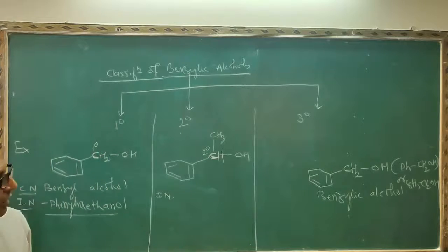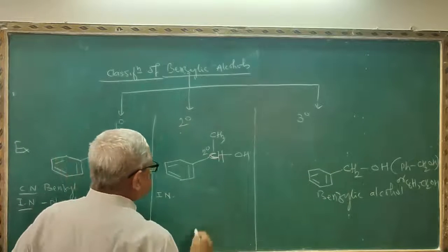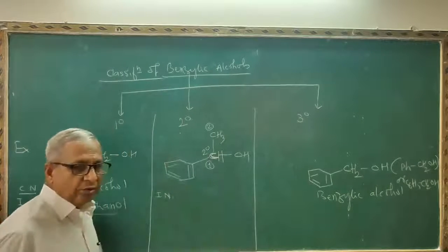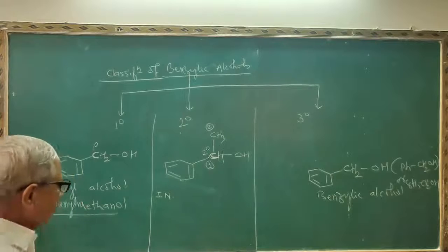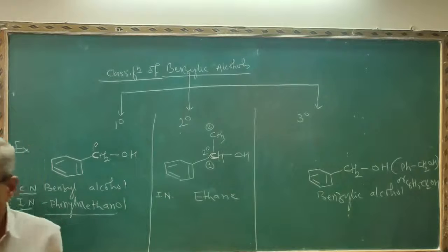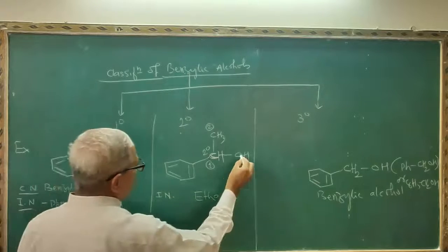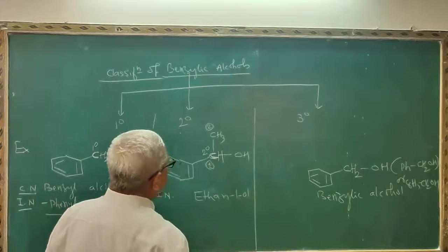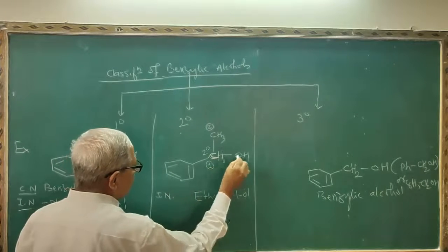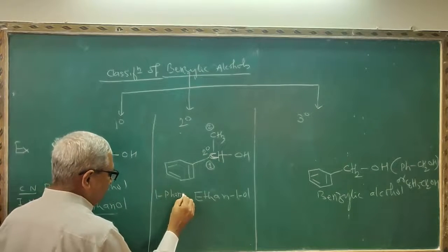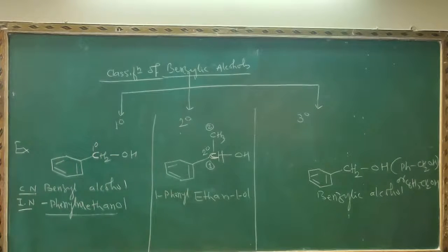Now see the IUPAC name of this one. No common name. You can do the numbering like this. This is your carbon number 1. This is your carbon number 2. Therefore, its parent alkane is ethane. Now see, in this case, the OH group is attached to carbon number 1. Therefore, I can write here 1-ol. Now see, carbon number 1 is again attached to the phenyl ring. Therefore, I can write here 1-phenylethan-1-ol. This is the IUPAC name of this one.